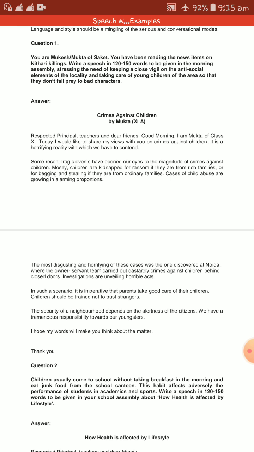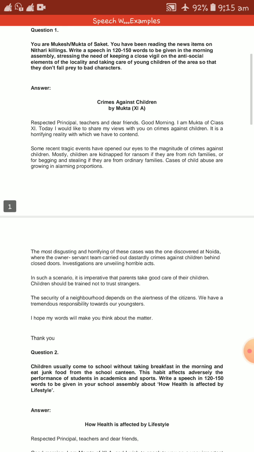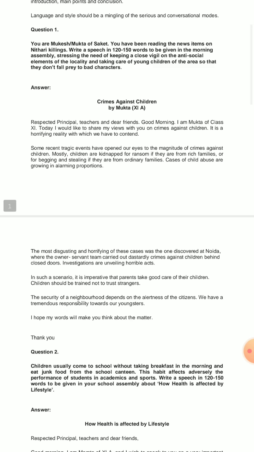Now I am explaining one question. This is a very important one. Let me explain this one first. Question number 1: you are Mukesh or Mukta of Surat or Saket. You have been reading the news items on the Nithari killings. Write a speech in 120 to 150 words to be given in the morning assembly, stressing the need of keeping a close vigil, a close watch, on the antisocial elements of the locality, and taking care of young children of the area so that they don't fall prey to bad characters.